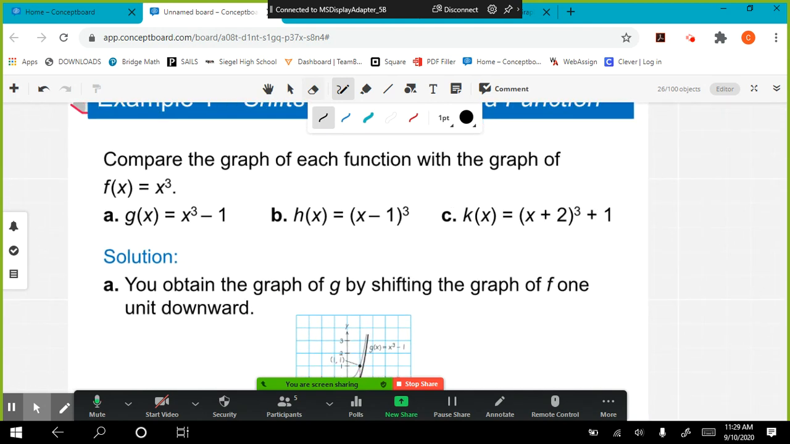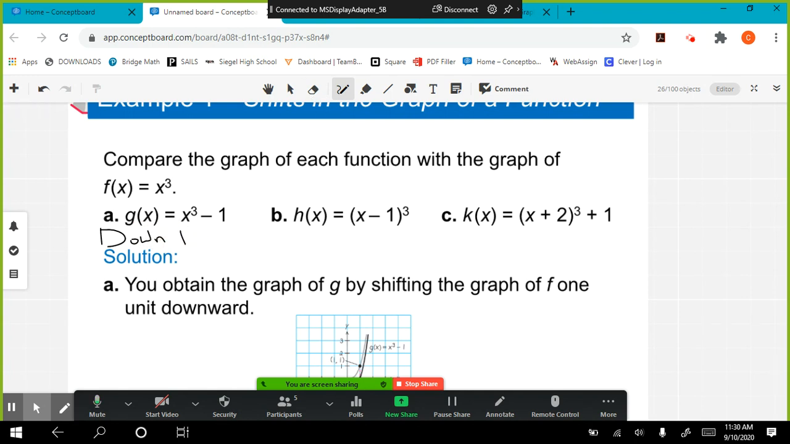All right, so quickly let's go through these right here and just describe what's going to happen. So all of these are based on the cubic, x to the third power. And let's just state what's going to happen. So if I have x cubed minus 1, how is that graph going to shift from the parent? Up, down, left, or right? Down 1, right? That one shifts down 1.